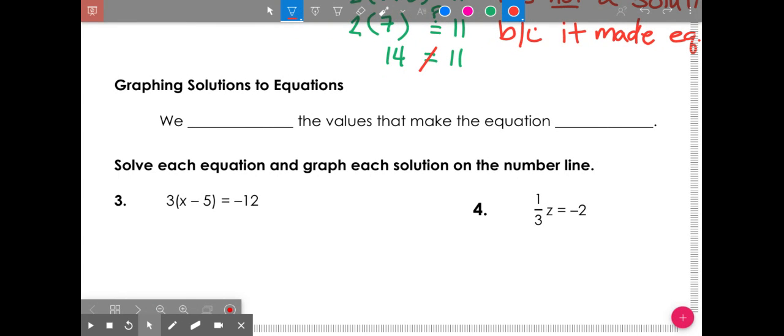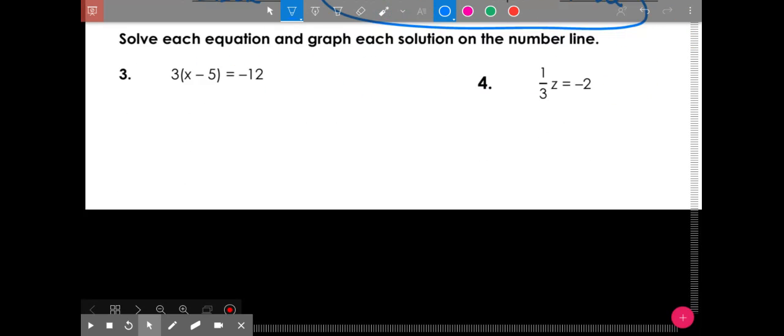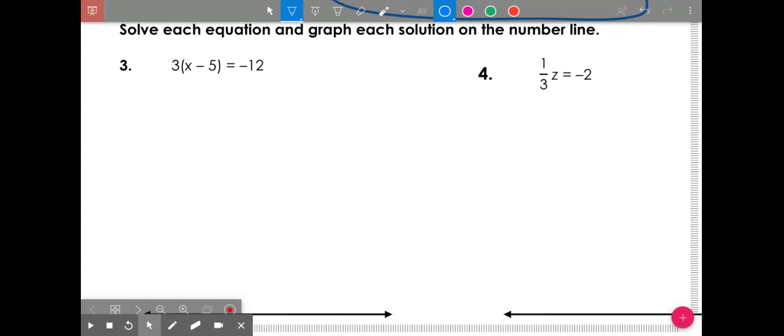Now we get to talk about graphing solutions. So whenever we graph solutions, we are going to shade, that's an S, shade the values that make the equation true. Okay, these values that make the equation true, these are our solutions. So we're going to shade the solutions. All right, here's an equation that we have to solve and then graph the solutions by shading.